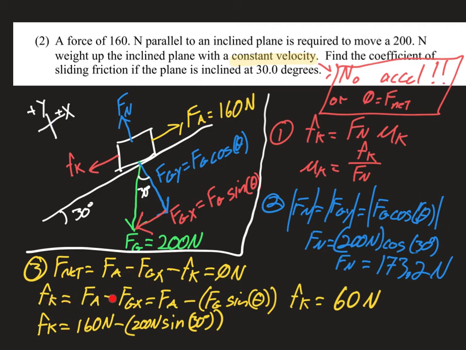Now we have our applied force minus the force of gravity downward has to equal that frictional force. Well, we know that the amount going down due to gravity is just the force of gravity times sine of theta. And we know that the applied force is 160. So we can plug all of those values in like I did down here. And we would get that the frictional force has to be 60 newtons.